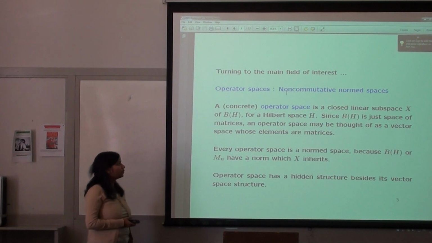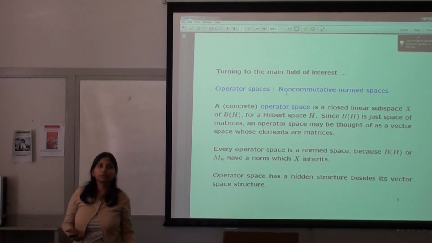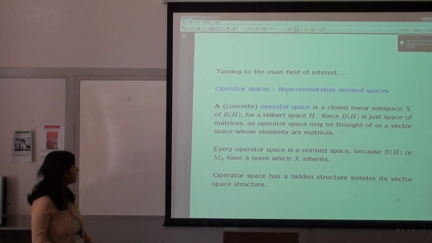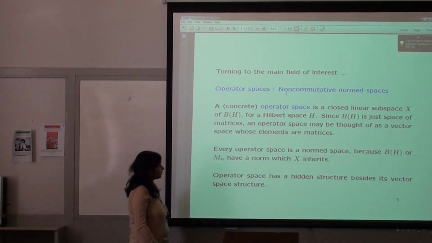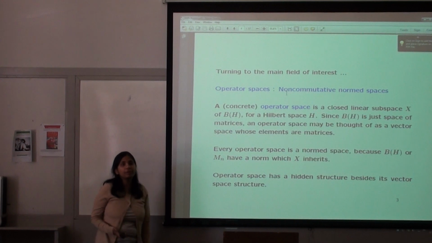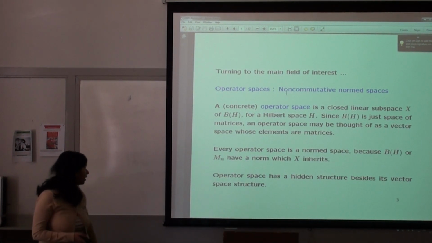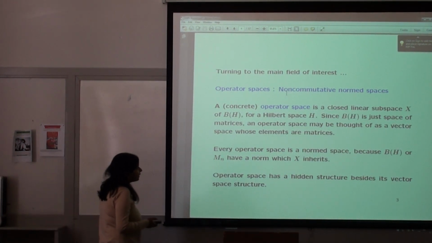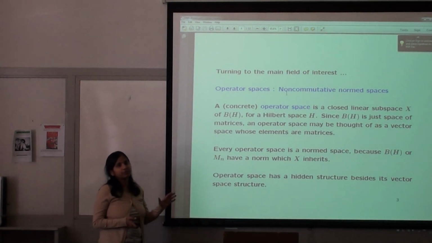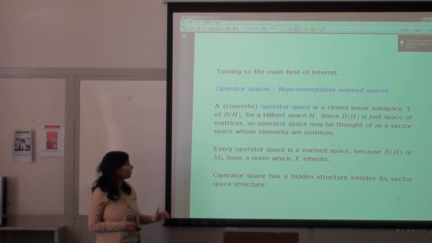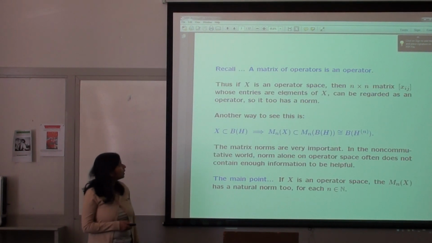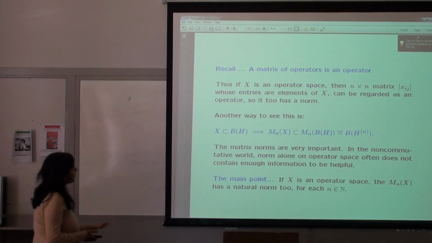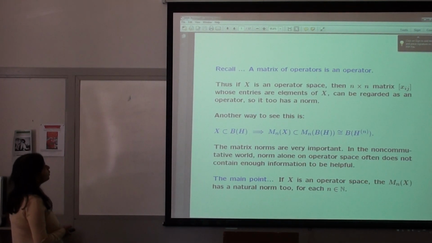Every operator space is a normed space because B of H has a norm, so it inherits the same norm as a subspace. So every operator space has a norm, but it has something more than just a norm. An operator space has a hidden structure besides its vector space or norm structure, which again goes back to what we saw: a matrix of operators is again an operator.